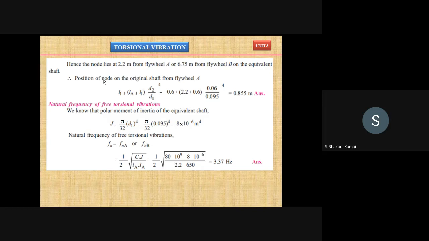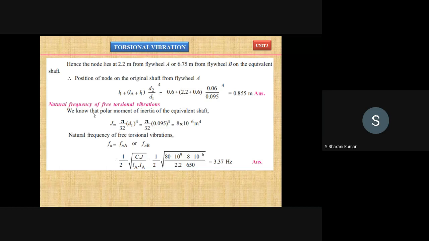So the position of node on the original shaft. This is called an equivalent shaft. You want to find again the position of the node on the original shaft from flywheel A. For that you use this formula, L1 plus LA plus L1 D2 by D1 to the power of 4. Put this value, it comes to 0.855 meters from flywheel A, that is the original position of the node on the original shaft.